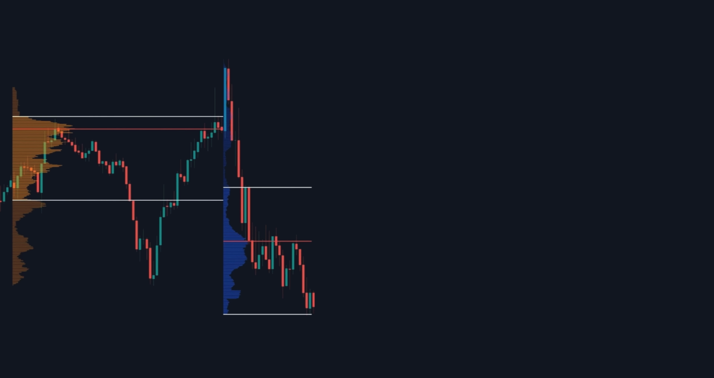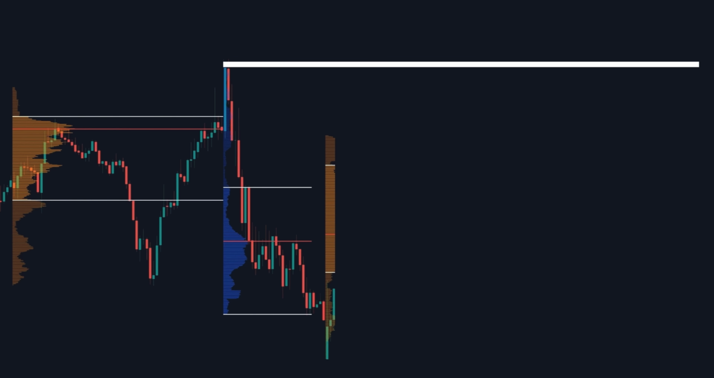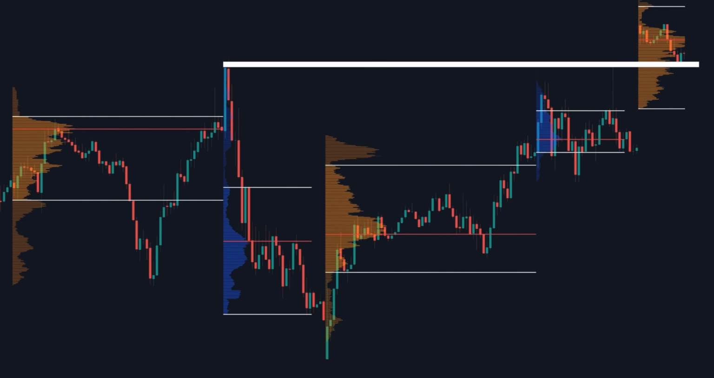Now watch where price opens. If it opens below the value area and then pushes back inside, that's your signal. The target is the opposite extreme of yesterday's value area, and it hits it every single time. Well, the vast majority of the time, which in trading is basically every single time.